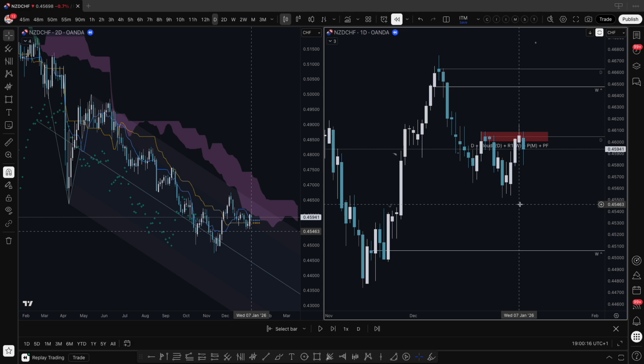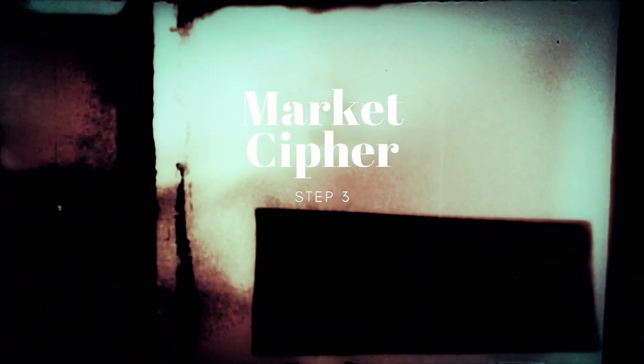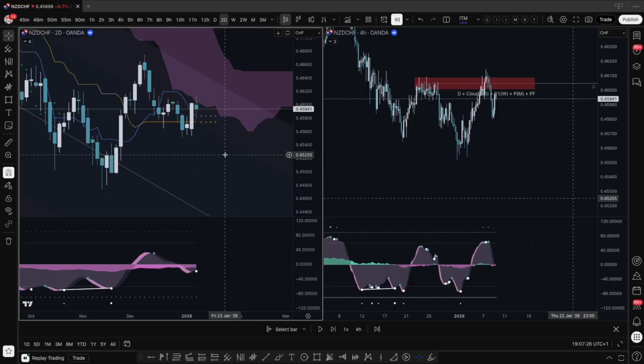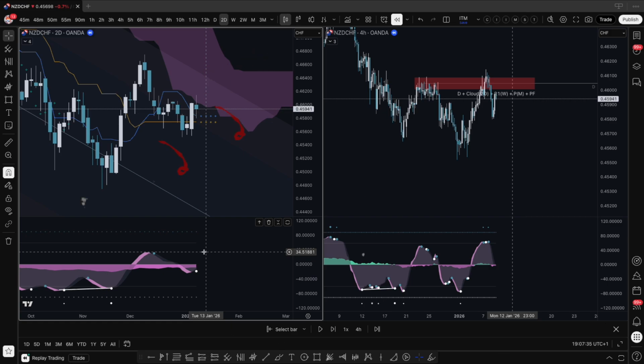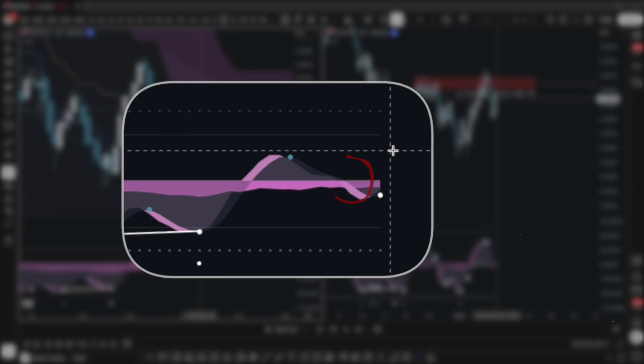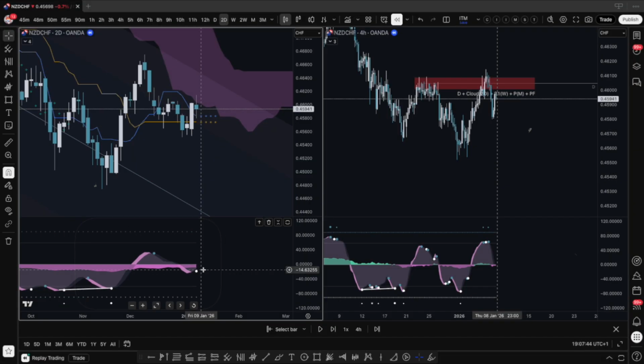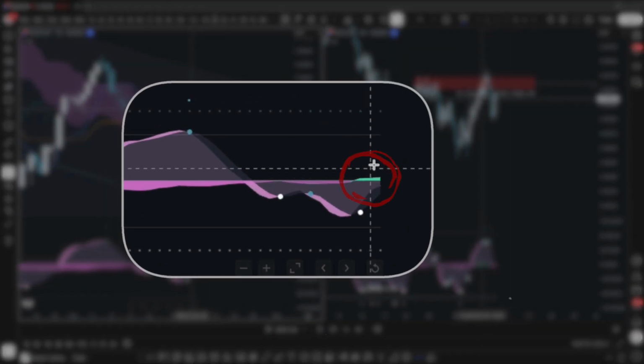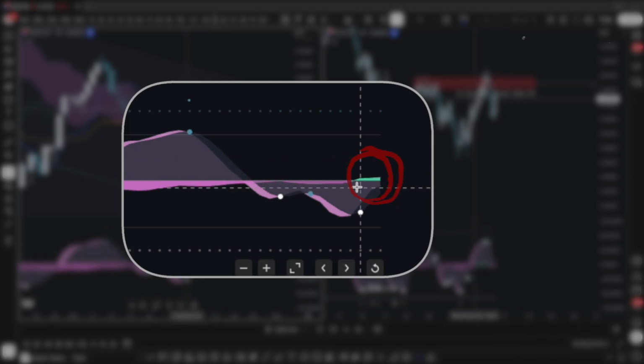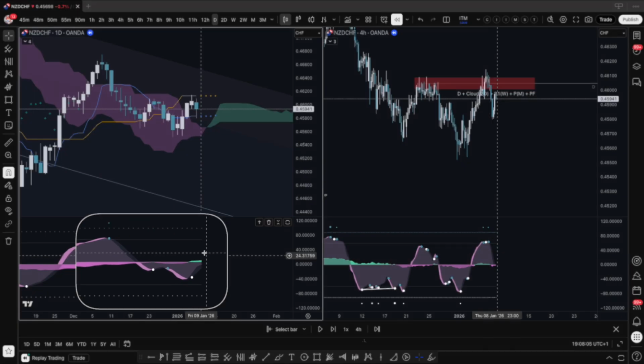Let's move to Market Cipher and see what it will tell us. When we trade Ichimoku Cloud on a 2 days time frame and we want to take a short position, we want to see money being in red on 2 days, also on 1 day. And this is our first sign of concern, that money is actually green. It has just entered into the green zone.